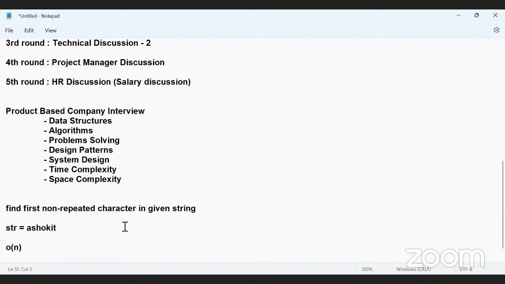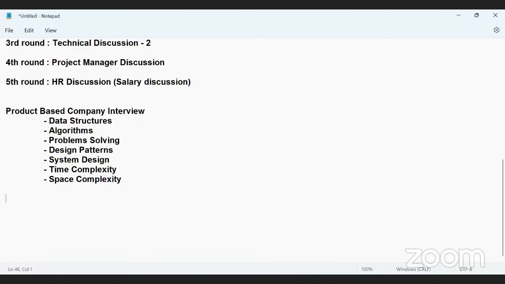Can you sort the objects without using predefined collection methods? I will give you 10 product objects. Can you sort the objects without using collections? Can you sort the numbers without using collections? How will you organize the data without using the collections concept in Java? Such kind of questions they are going to ask in product based company interviews. Data structures, algorithms, problem solving, design patterns, system design, time complexity, space complexity. These topics are important. Are you clear, guys?